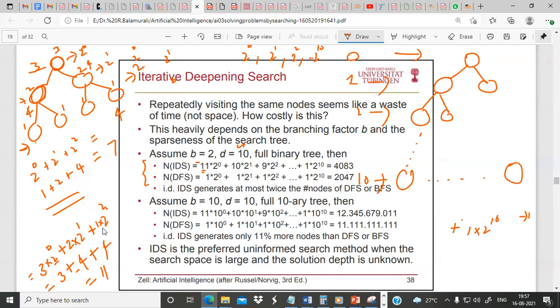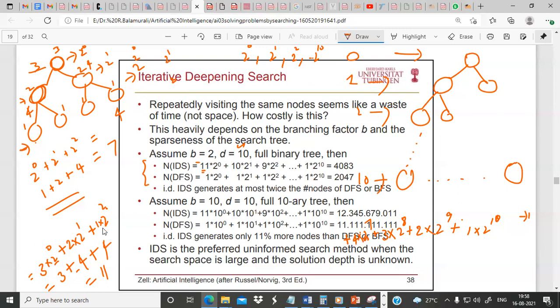Then at the next level, we have how many nodes? 2 to the power 9 nodes, and they will be explored how many times? Each of them will be explored 2 times, right? So it will be 2 into 2 to the power 9. Okay. At the next level, we have 2 to the power 8 nodes, and they will be explored 3 times. So it is 3 into 2 to the power 8. At the next level, we have 2 to the power 7 nodes, and they will be explored 4 times. So 4 into 2 to the power 7.